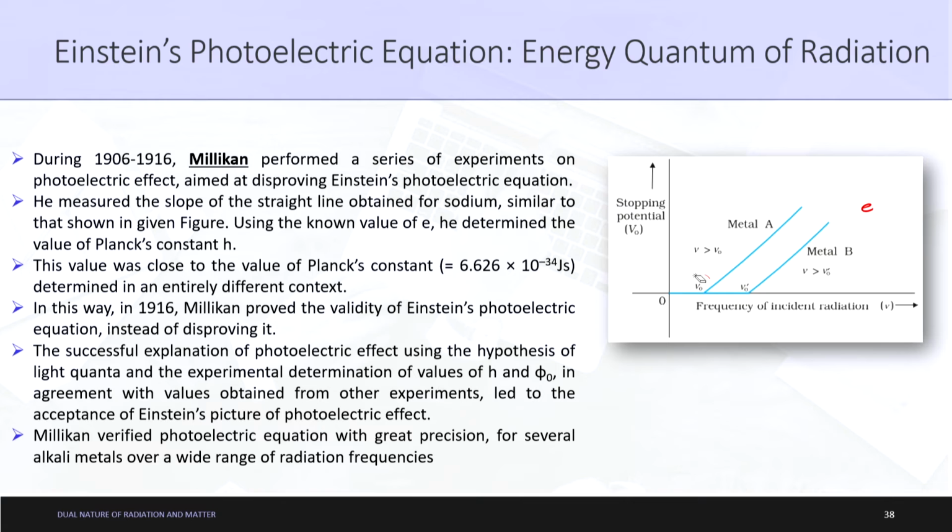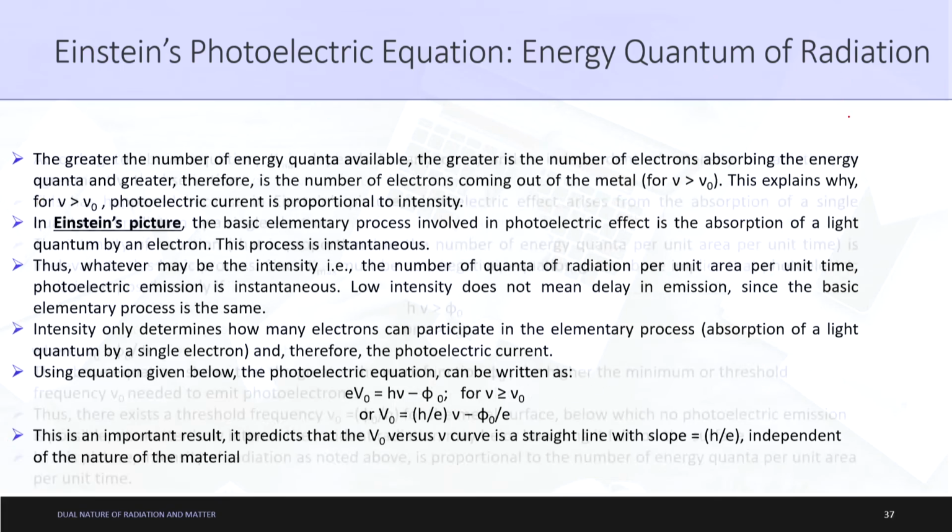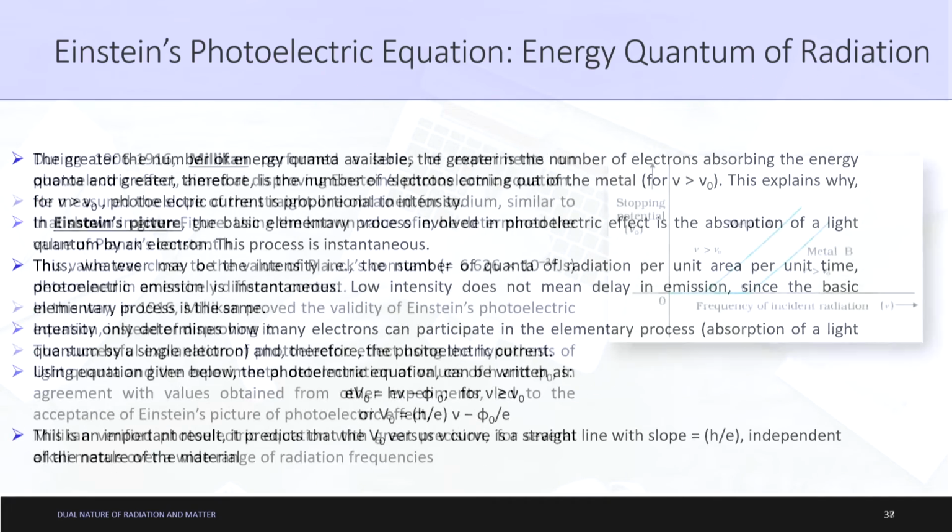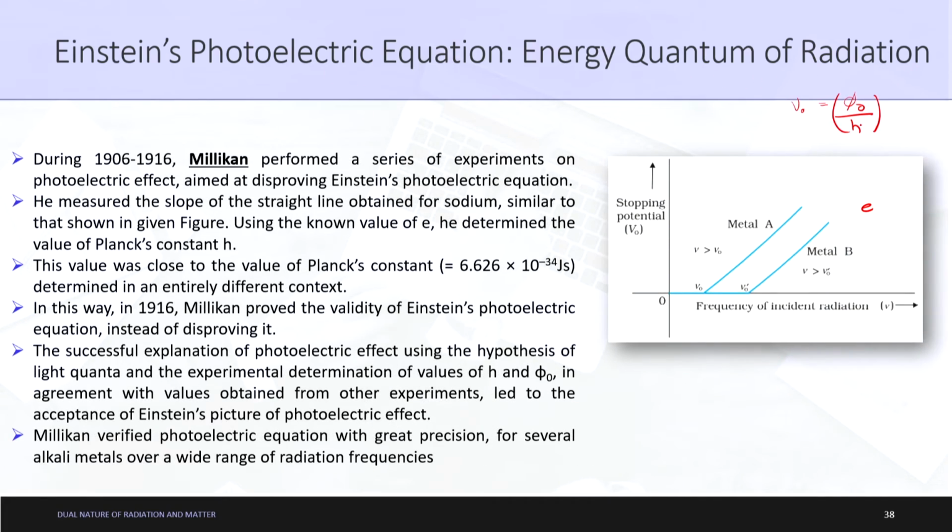Okay, but what changes is the threshold frequency. Why does it change? Because nu naught is equal to phi naught by h. It depends on phi naught upon h. As the value of V naught is a function of work potential, and work potential is a function of the nature of the material, that is why the value varies for different metals. So, everything explained in the experimental study is explained here by Einstein's equation.